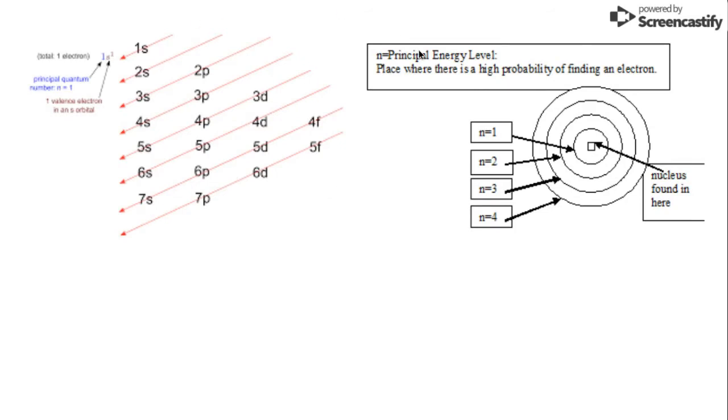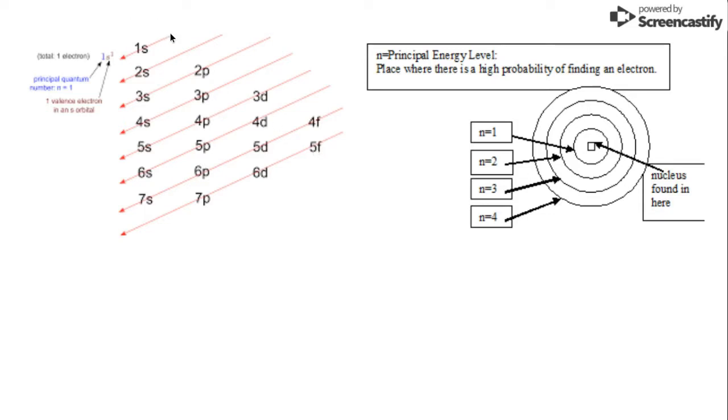You also have this diagram on your worksheet. This gives you a graphic representation of the order of filling those orbitals. If we write the s orbitals from the first energy level down to the 7th, 1s down to 7s, there are 7 energy levels because there are 7 periods on your periodic table. And we'll relate this to the periodic table in a minute. Then 2p down to 7p, 3d to 6d, 4f to 5f.